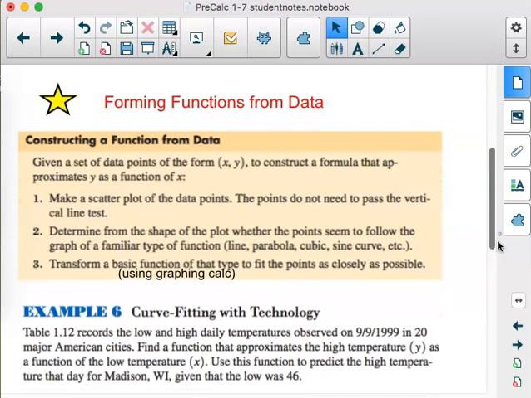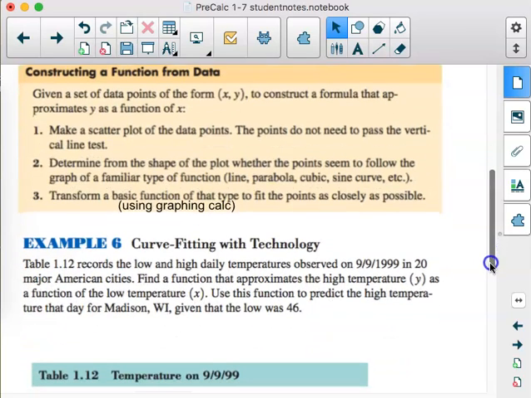Now, forming functions from data. That's part of our objective we haven't talked about yet. So we've got another chunk of info here, and it says constructing a function from data: given a set of data points of the form ordered pairs x, y, to construct a formula that approximates y as a function of x, make a scatter plot of the data points. Always a good idea. The points do not need to pass the vertical line test. It doesn't have to be a function.